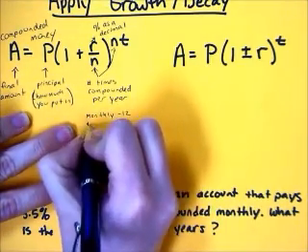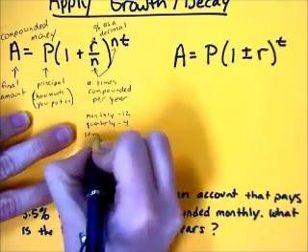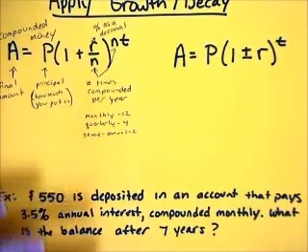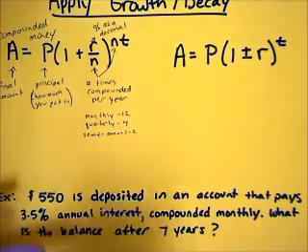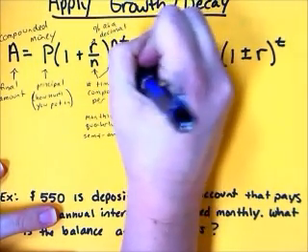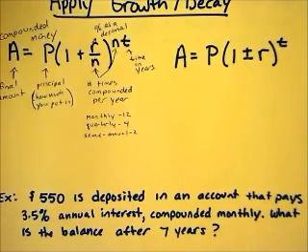If it says it's compounded monthly, then you'd have 12 times per year. If it was quarterly, that'd be 4 times a year. Semi-annually, that would be 2 times per year. Daily would be 365, so on and so forth. You get the idea. T is the time in years.